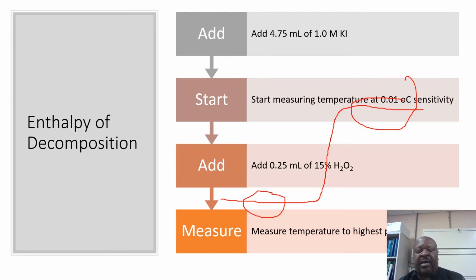And knowing the heat capacity, 20.9 joules per degree centigrade, and then calculating the number of moles in this 0.25 milliliters of 15% hydrogen peroxide, we can then calculate the energy produced per mole decomposed. Life is good. Moving along.